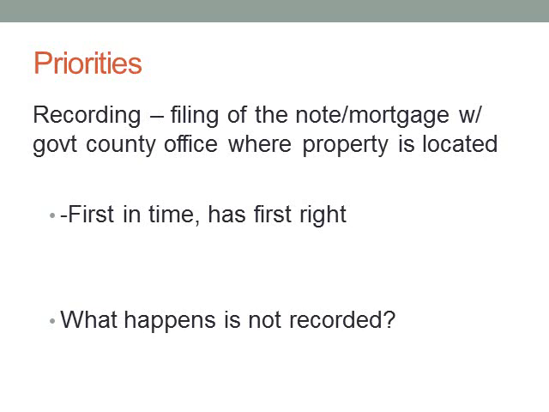And this is very similar to our secured transactions. We talked about perfection. Same concept, except it's called recording. And what it does is it creates the priority in the collateral, meaning it's first come, first served, right? First dibs in the event that there's another secured party that has an interest in that particular property.